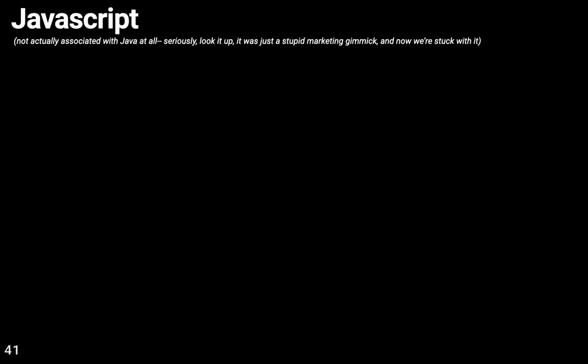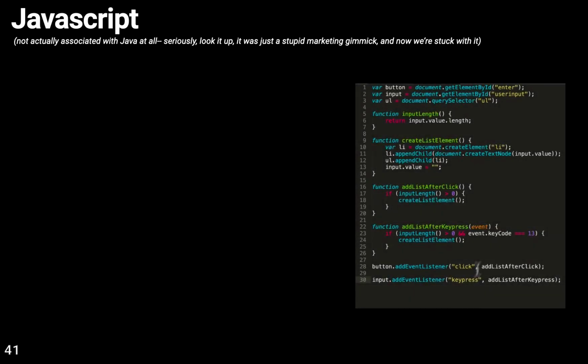And here's a little note here. It's not actually associated with Java at all. Like, you can look it up. It's just a stupid marketing gimmick that they tried to pull back when JavaScript was first getting going. And now we're stuck with the name. Not associated with Oracle or Sun Systems at all. It's named JavaScript. Okay. So what do we do in JavaScript?